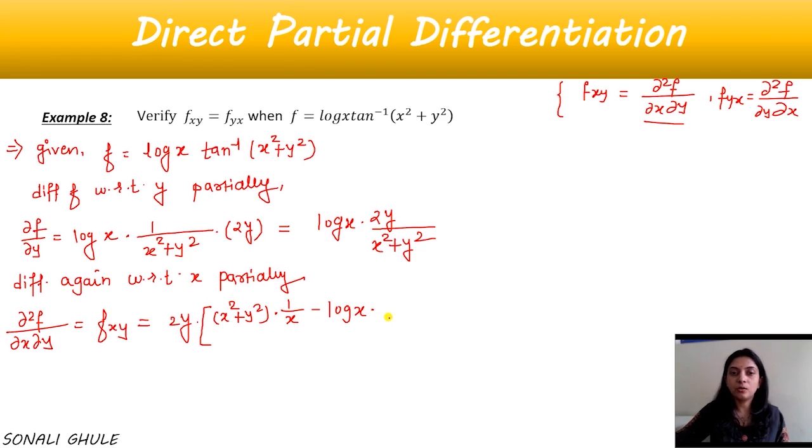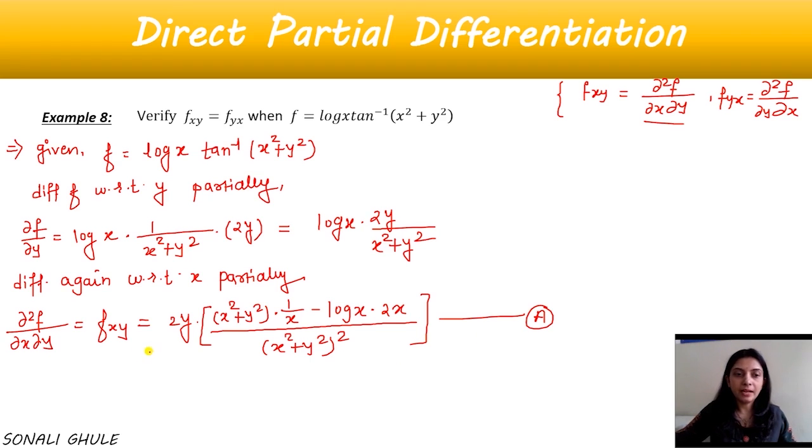Now log x is constant, derivative of the denominator with respect to x, upon (x square plus y square) whole square. Okay, so that is a differentiation. Now we need not simplify this term, we just have to show both the derivatives are same, so keep this as it is. Okay, and now differentiate f with respect to x partially.